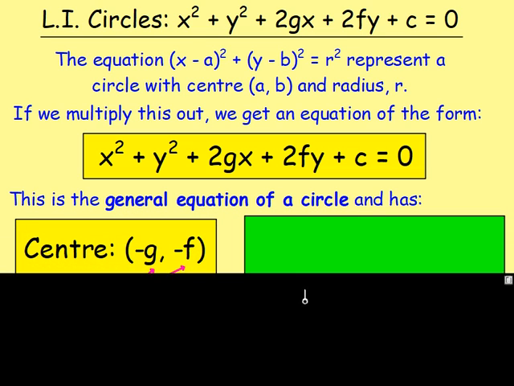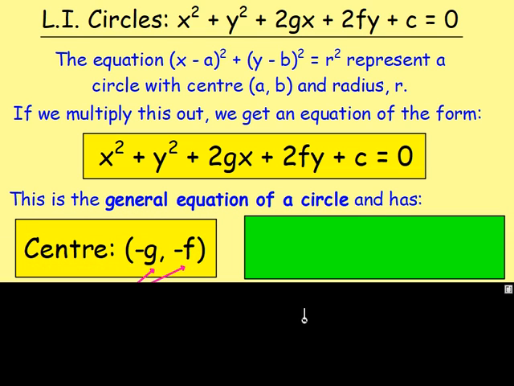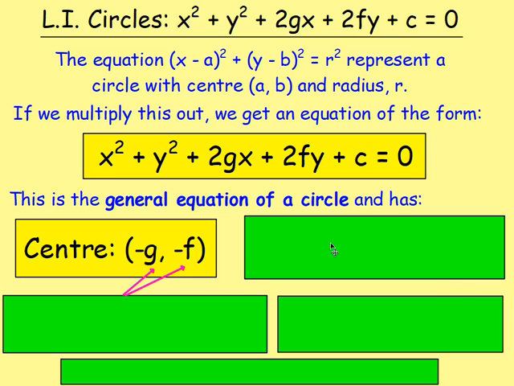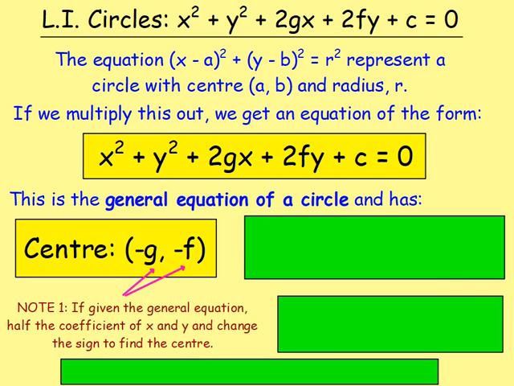And it has the centre (-g, -f). So remember, the g and the f come from the coefficients of x and y. What you'll notice is that if you take the coefficient of x, halve it and change the sign, you will end up with the x coordinate of the centre. And if you take the coefficient of y, halve it and change the sign, you'll end up with the y coordinate of the centre of the circle. So that is how you can get the centre.